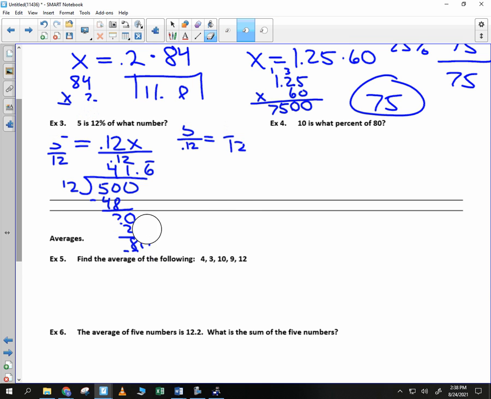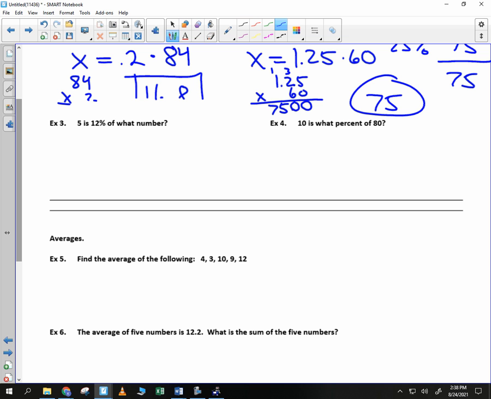Okay, let's go to the last one before we move to averages. 10 is what percent of 80? How do I write it out? Yep, or 80x. So we want x to end up being a percentage in the end. How do you solve for that? What do you do to both sides?